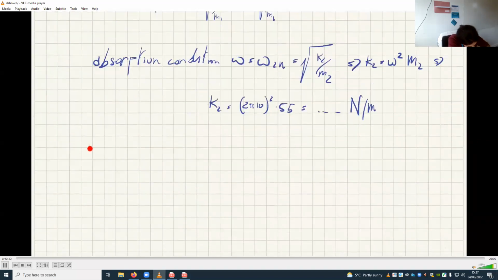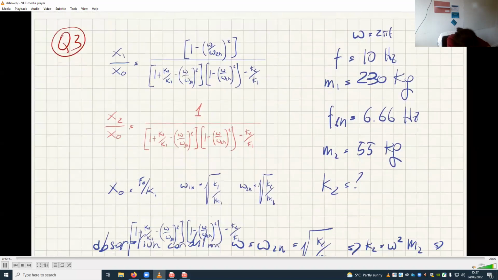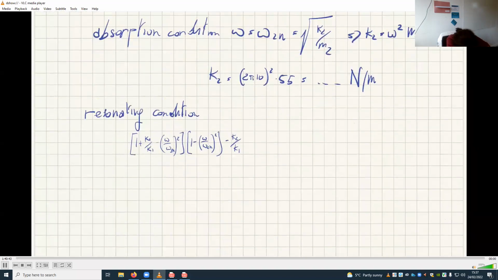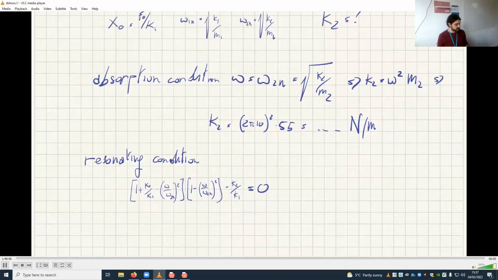Resonance condition, or resonating condition, means that this thing, that I will copy and paste, this thing equals 0. And so it looks complicated, but K1 is given, K2 is given, omega 1n you can find, omega 2n you can find, omega you can find.